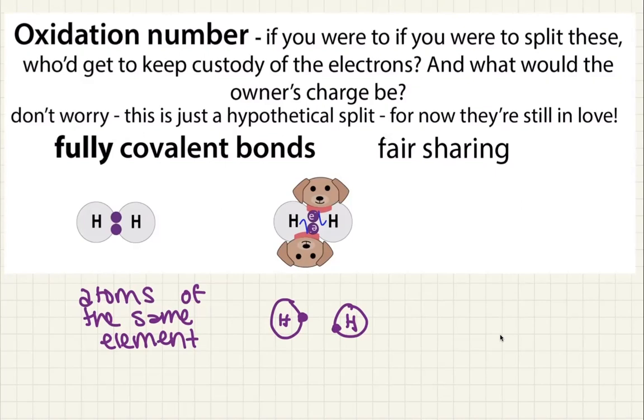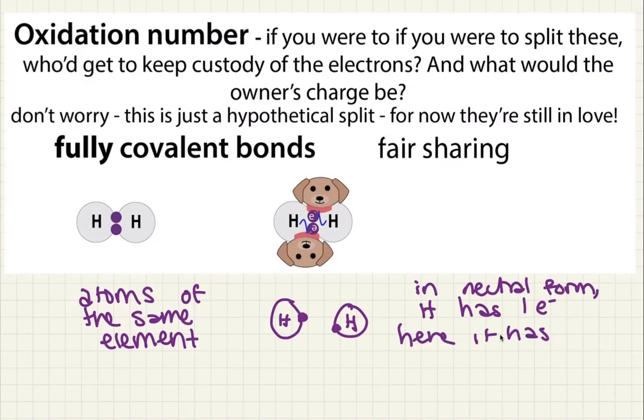Now let's think about how many electrons a hydrogen would have in its neutral form. In neutral form, H has 1 electron. Here, it has 1 electron.